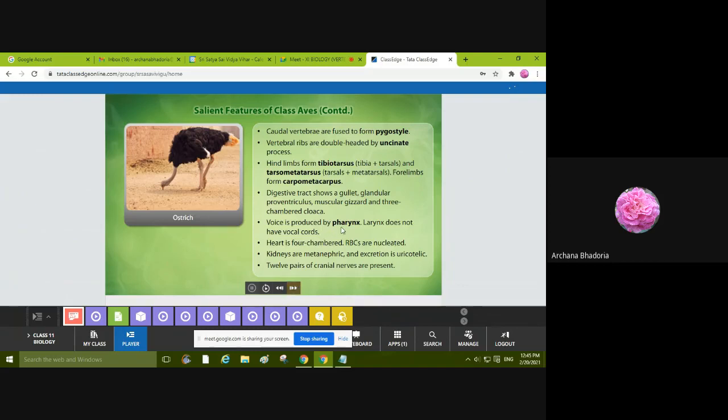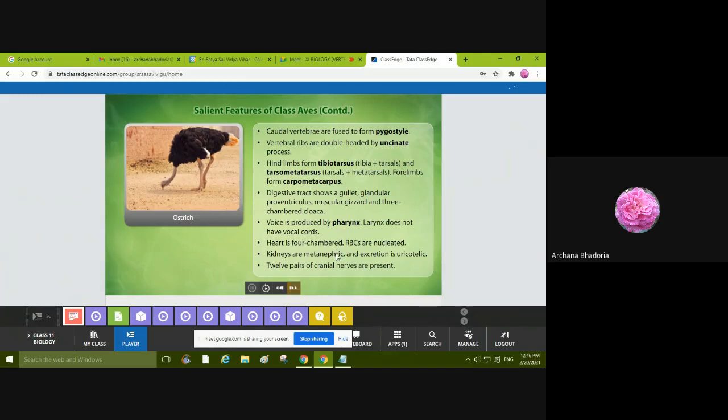Voice is produced by the pharynx. So that's why birds produce different sounds. Parrot, you know that a parrot can speak just like us, is it? The larynx does not have vocal cords. So voice is produced by which part? Pharynx. In our case, the voice is produced by the larynx, which is provided with the vocal cords.